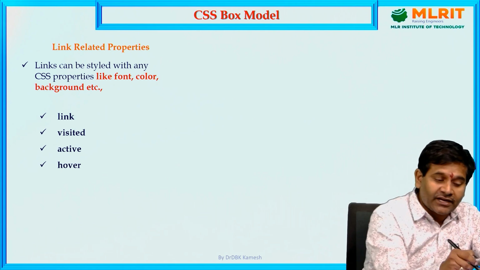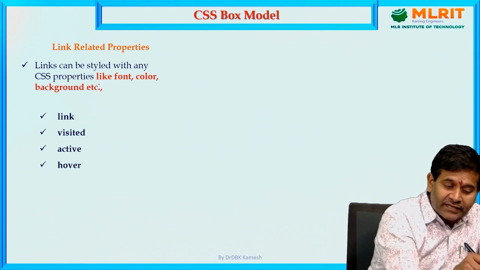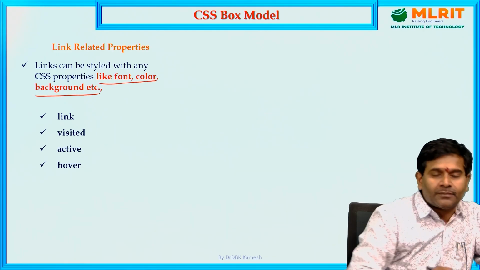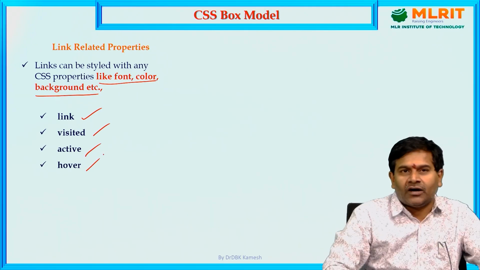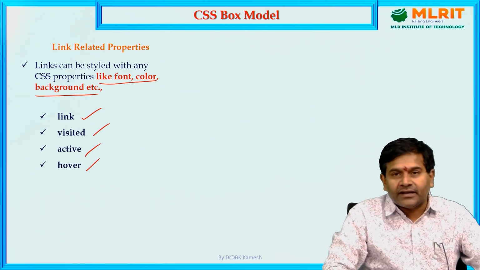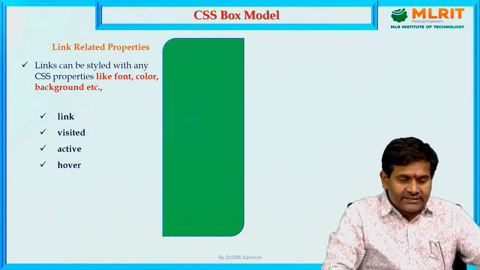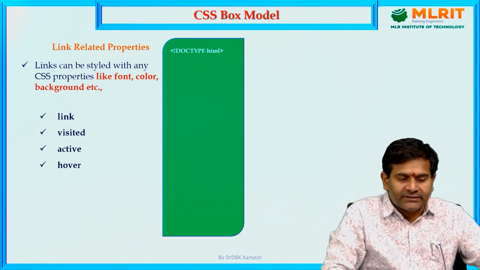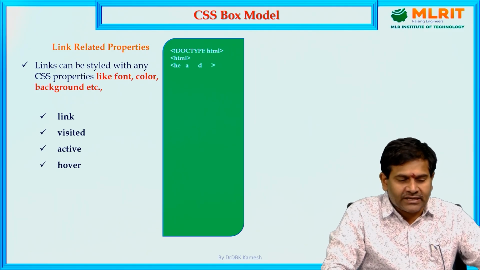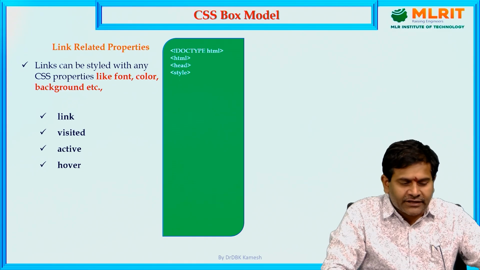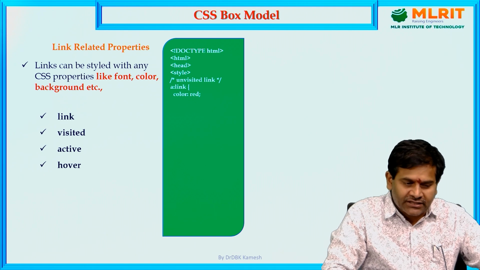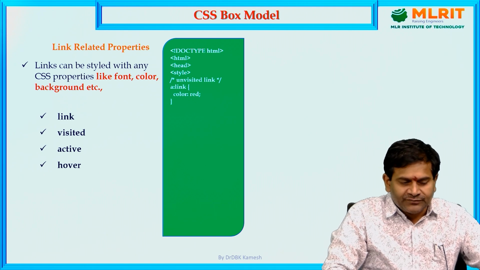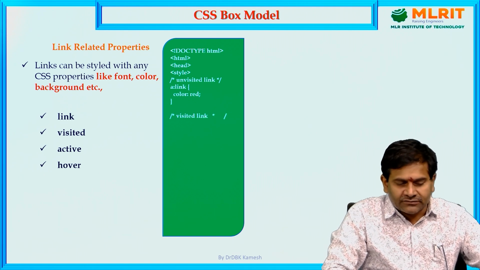Links can be styled with any CSS property like a font, color or background etc. Link, visited, active and hover. Right, these are the link related properties. Then see example, like this is called an example of using these kind of link related properties. That is unvisited link. Then a link is a selector. So inside color red, right? A link is completed. Now visited link.